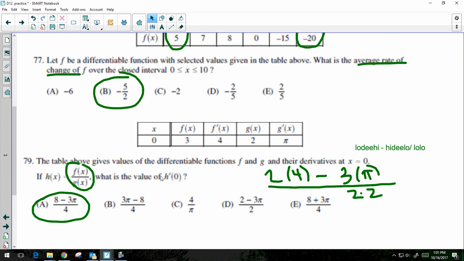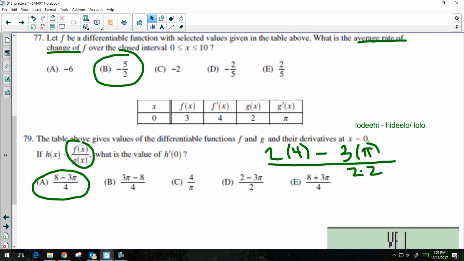79, another table, differentiable functions f and g, their derivatives at x equals 0. If, and they give us this quotient, a function divided by a function, what is the value of h prime of 0? Well, I've got to find the derivative of a quotient. So I do low d high minus high d low all over low low. And I use the table, right? So low, that's g. So that's just g of 0, which is 2. Derivative of high, derivative of f of x is 4. And continue to plug in.